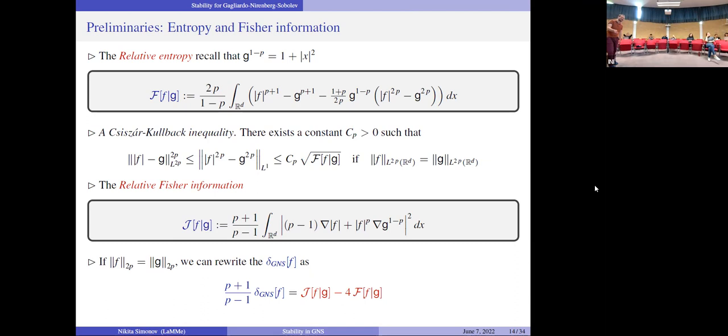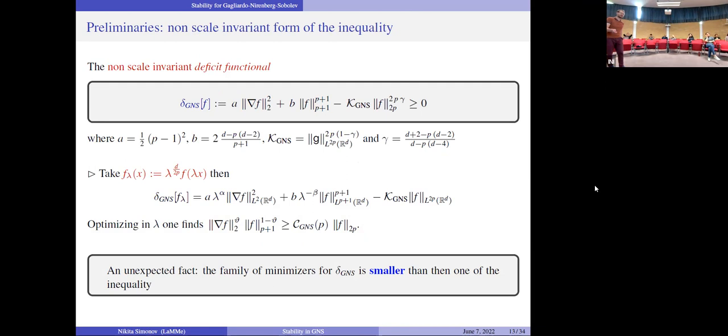So instead of writing in this multiplicative form, we'll basically write in this additive form. This inequality is scale invariant, but this one is not scale invariant. The interesting thing is that this form of the inequality and this one are completely equivalent. To pass from one to another, you take this non-scale invariant functional and apply it to this function f lambda, rescaled like this. This rescaling fixes the entropy norm, but it gives you a parameter lambda here with a power alpha and here a power minus beta, with alpha and beta positive, and you optimize lambda, and then you get again this multiplicative form. So basically, obtaining a stability result for this functional is almost the same as obtaining the stability result for this one.